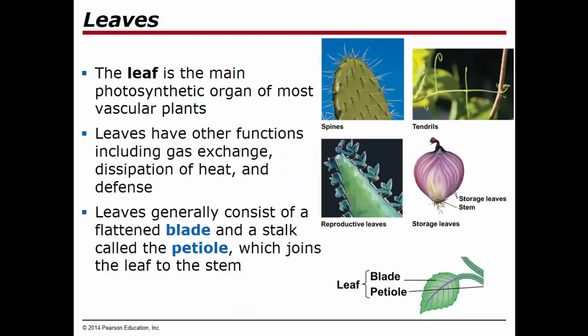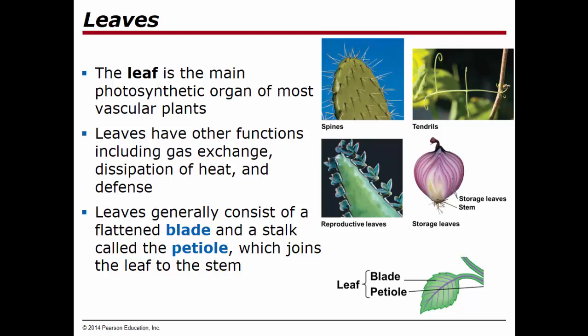The third plant organ that we'll learn about is the leaf. Okay? So please don't forget that roots, stems, and leaves are the primary plant organs. The leaf is the organ that's primarily responsible for photosynthesis in most vascular plants. Leaves do have other functions. Some of them are involved in gas exchange. Some of them help dissipate heat. They can also be involved in defense. For example, the spines on the cactus are highly modified leaves that help protect the plant from herbivores that might want to eat it.